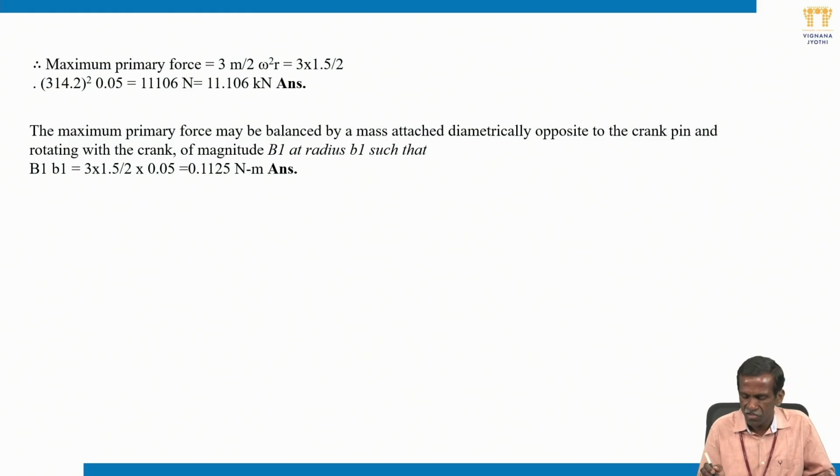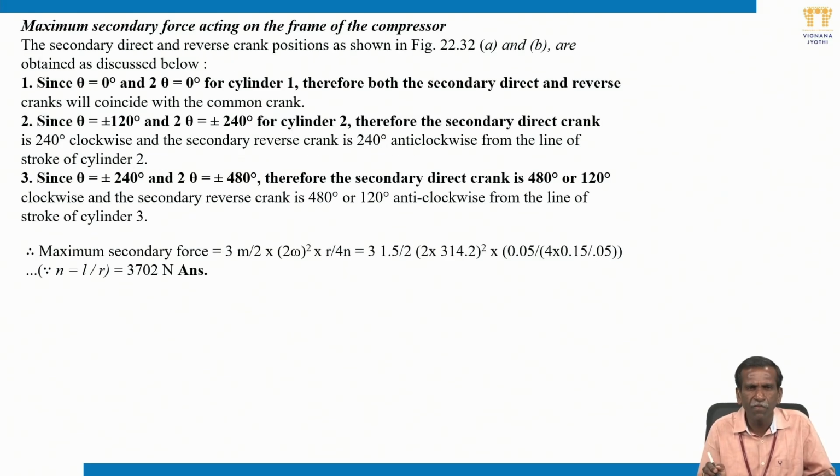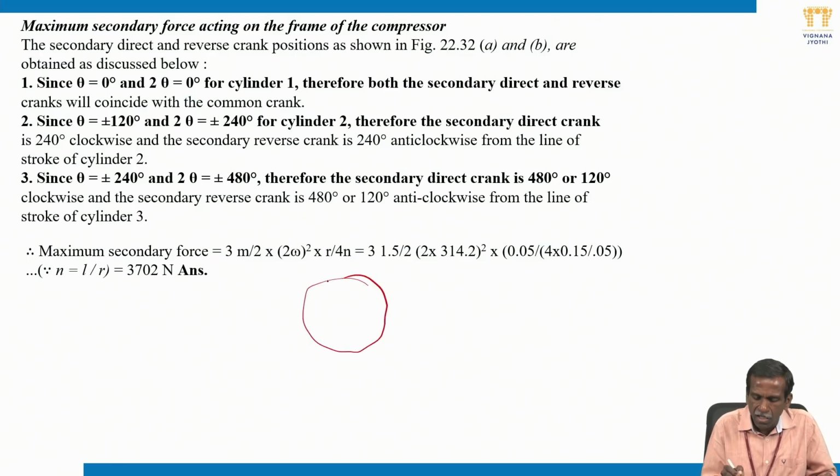So now coming to the secondary. How can we calculate the maximum secondary force acting on the frame of the compressor? As we have seen, the crank is rotating with 2 theta, so we need the crank position of each cylinder, as in the primary case. When theta is 0 and 2 theta is also 0 for cylinder 1, both secondary direct and reverse cranks will coincide with the common crank, because theta is 0 for the first cylinder.